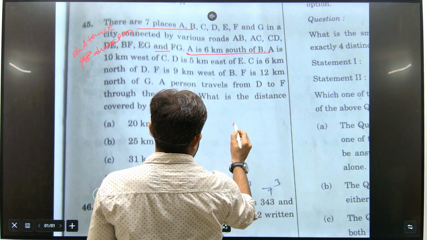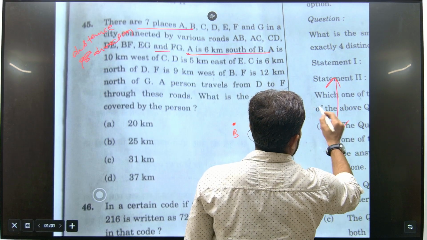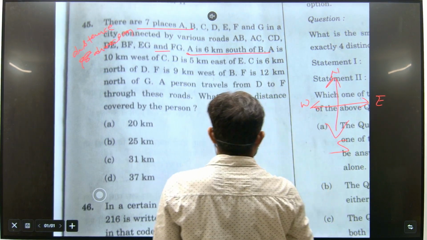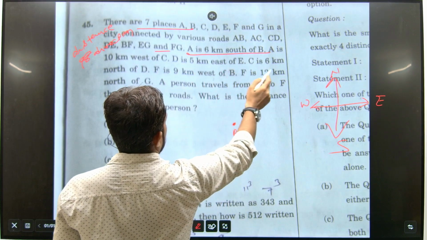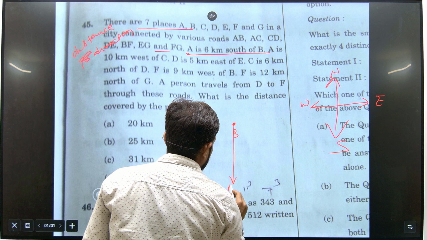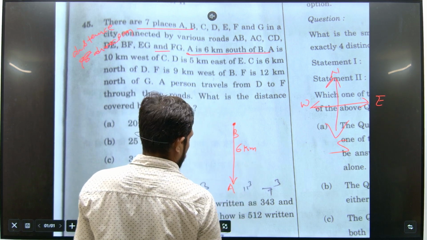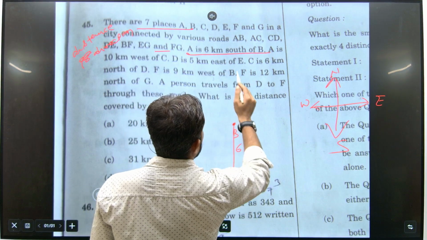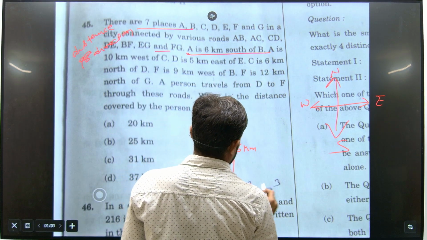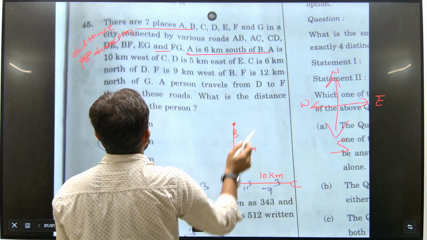Now if this is B, we know that on paper the directions are east, west, north, south. A is 6 kilometers south of B, so south of B lies A. Now A is 10 kilometers west of C, so here lies C, which is 10 kilometers east of A.